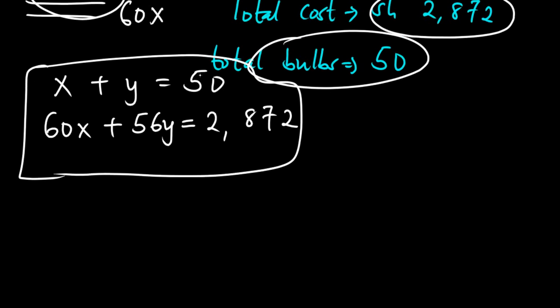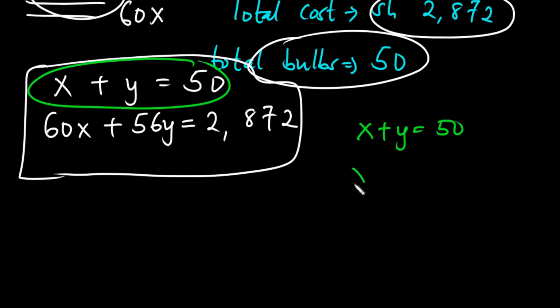Okay, let's pick this one. So x plus y is equal to 50, and then we can write x in terms of y. So we have x plus y is equal to 50. So we can subtract y on both sides, so that on this side we are left with x only. So it's going to be x is equal to 50 minus y.